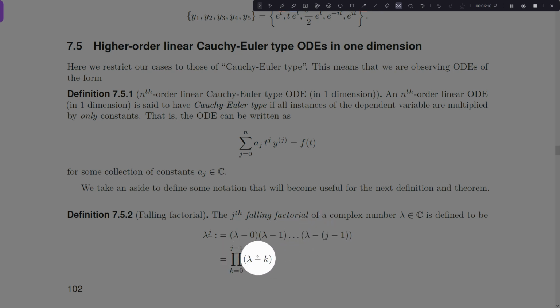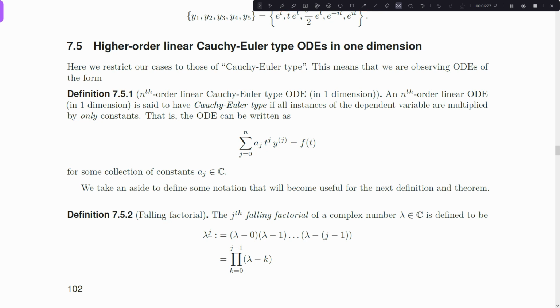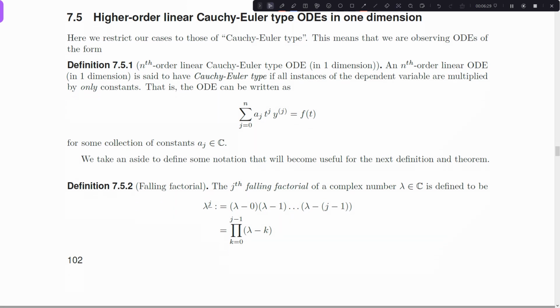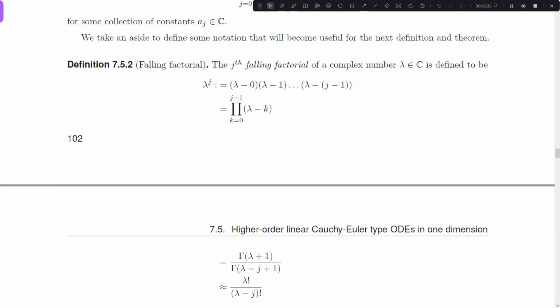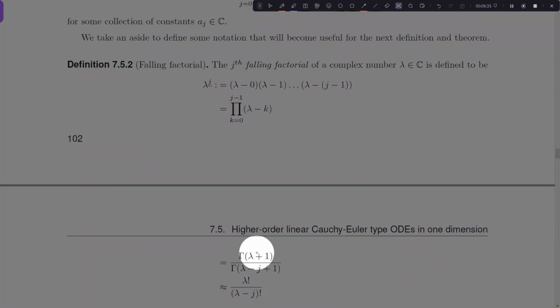Or you can think about it in product form, which is not that difficult to write out because it's just a product of lambda minus k. And of course, if I'm doing each of these, then that's the product that I get out of it. I can also, if anyone's familiar with the gamma function, because the gamma function is very closely related to factorials, represent this with the gamma function. It'll be gamma of lambda plus 1 divided by gamma of lambda minus j plus 1. So you can represent this with the gamma function as well.